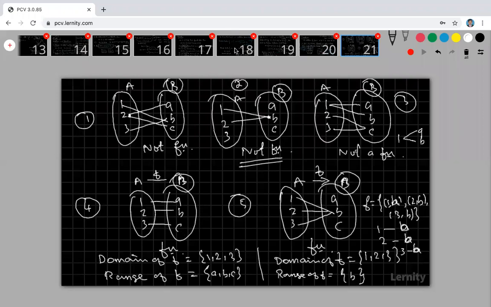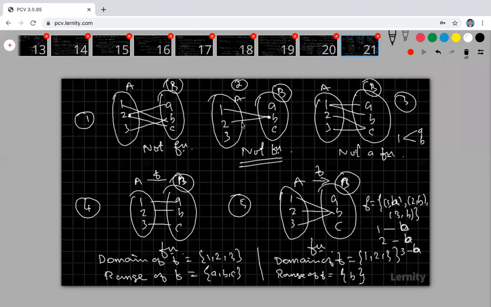Are you okay? Second, Kanna, look at that. I am telling the reason for that. What is the first one? Why not a function? For the first one, my two, this element two has more than one image, not a function. Are you okay?